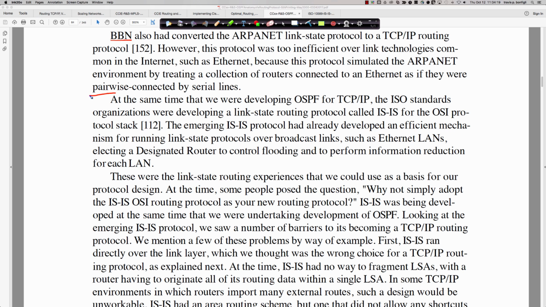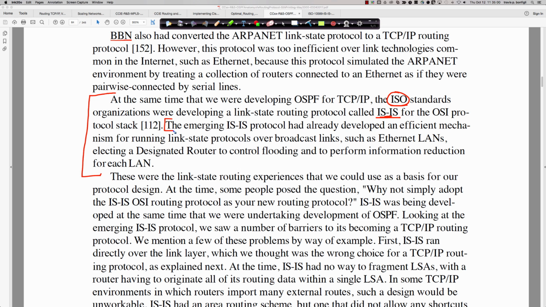So at the same time that we were developing OSPF for TCP/IP, the ISO standards organizations were developing a link state routing protocol called IS-IS for the OSI protocol stack. And remember, that's the OSI reference model. We refer to it all the time. The physical, the data link, the network, the transport, session, presentation, application, the 7-layer OSI model. And so the organization, which was called ISO, that gave us that 7-layer model, also gave us the IS-IS link state routing protocol. And so take a look here.